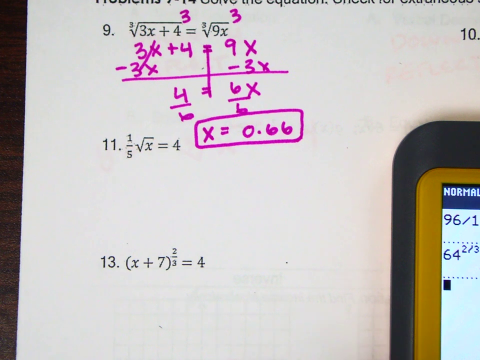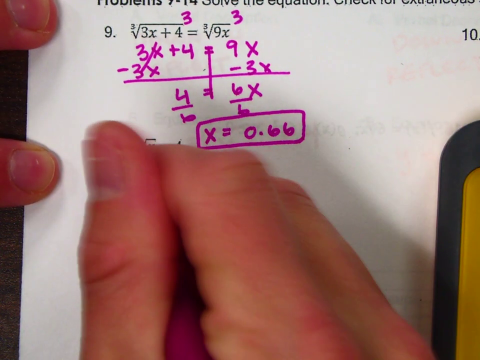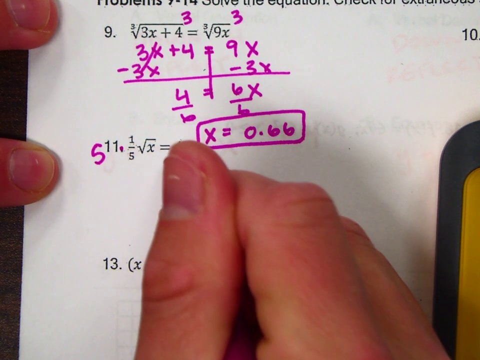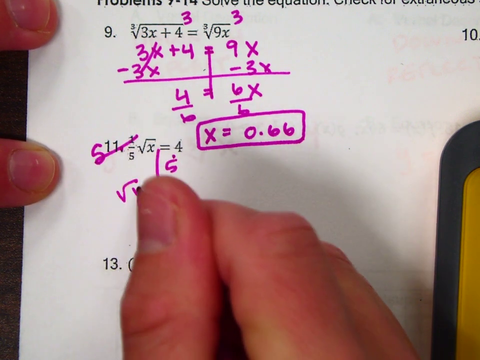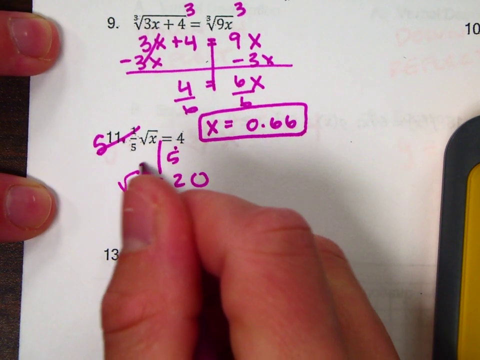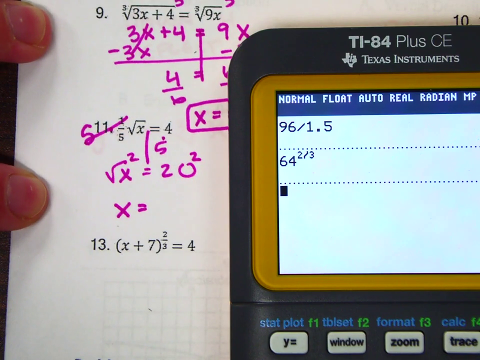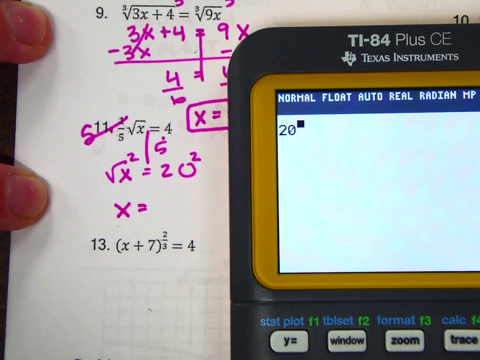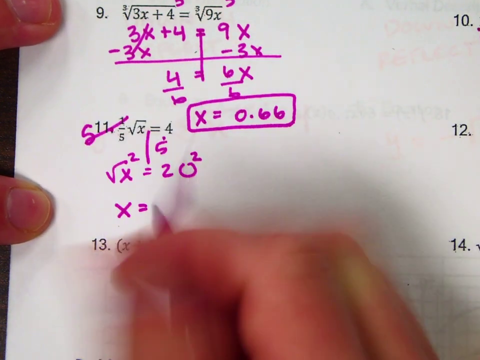All right, this one, to get rid of a 1/5, you can either divide by 1/5 or multiply by 5. So I'm going to multiply both sides by 5 to get rid of that. So I get square root of x equals 20. To get rid of a square root, I'm going to square. So in my calculator, 20 squared is going to be 400.